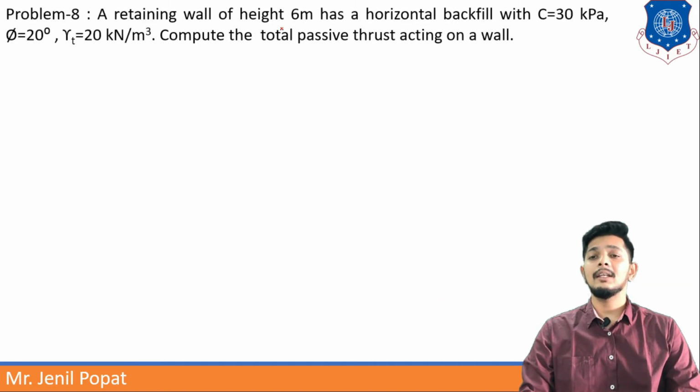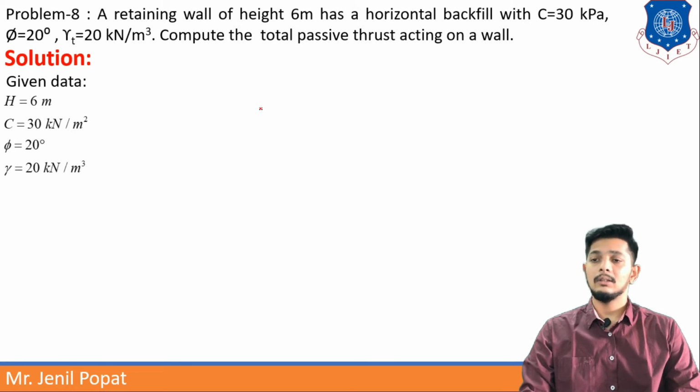Problem number 8. A retaining wall of height 6 meter has a horizontal backfill with c equal to 30. So it is a cohesive backfill. And phi is given as 20 degrees. Gamma is given as 20 kilonewton per meter cube. Compute total passive thrust acting on the wall. Here gamma is written as gamma T, so that is gamma total or gamma bulk, you can say. Now let us write the given data first. H is equal to 6 meter, c is 30, phi is 20 and gamma is 20 kilonewton per meter cube. We are finding total passive thrust.